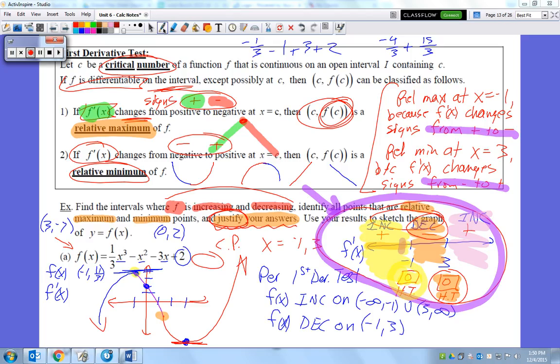Would there ever be a time where you wanted to create a cusp? Yeah. There'll be a time where they do create cusps. There'll be a time where they create other things like what? Not endpoints. Vertical tangents. Or what else?